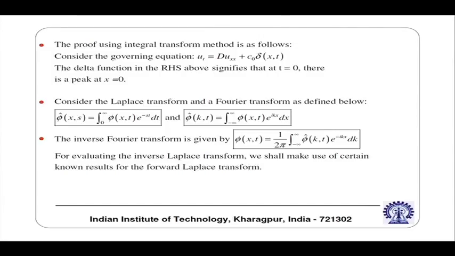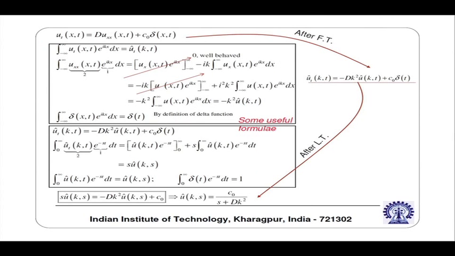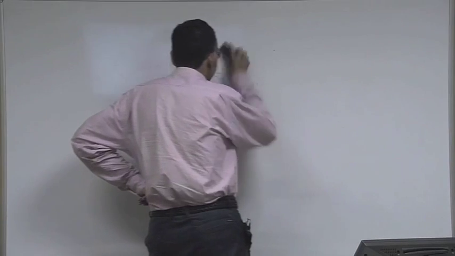So, the inverse Fourier transform is obtained by this formula, where you integrate over the frequency, and we will use these results for making the Laplace and the Fourier transform. So, let us work out a few of these steps on the board that will make you feel a little bit easier. So, we will start with the differential equation.